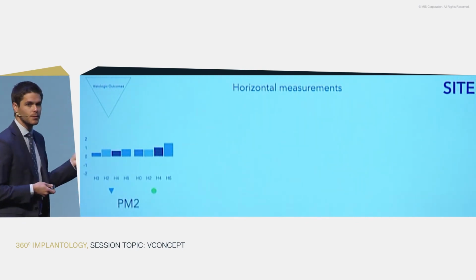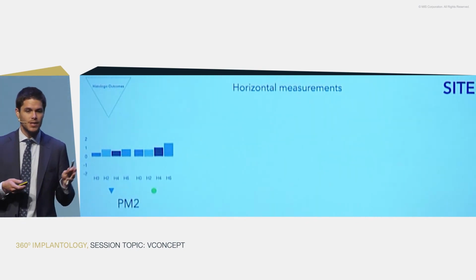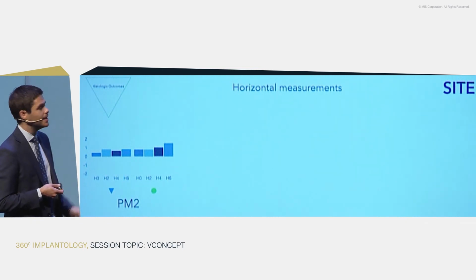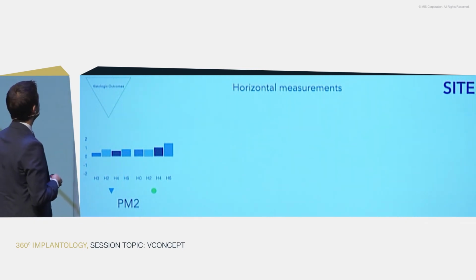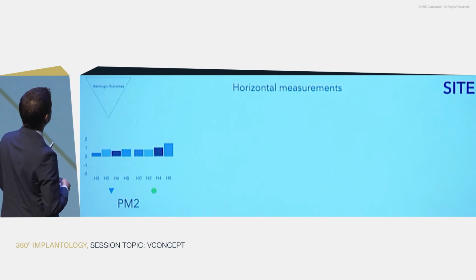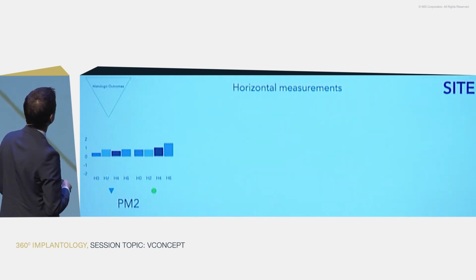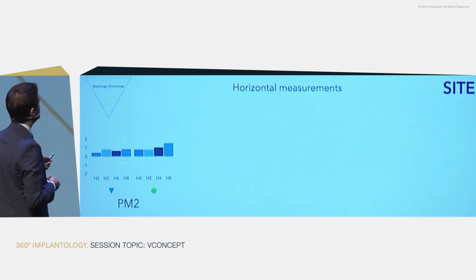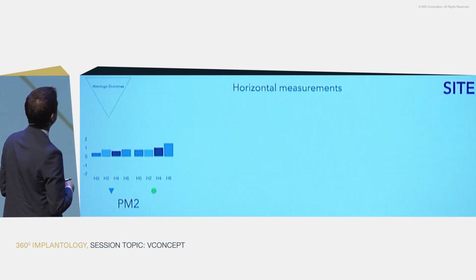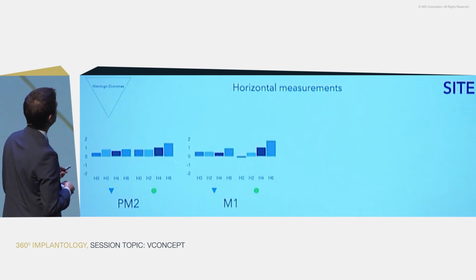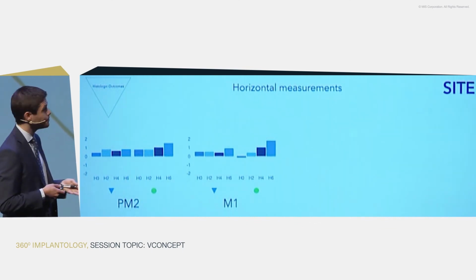Always looking at the sites, we cannot compare different sites, so that's why we analyze site by site. When we look at these measurements, please notice that we have positive values and we have negative values. We're looking at H0, H2, H4, and H6, and at the test and the control implant designs. You can see that we have very similar patterns in PM2 and in M1, both at the test and at the control.